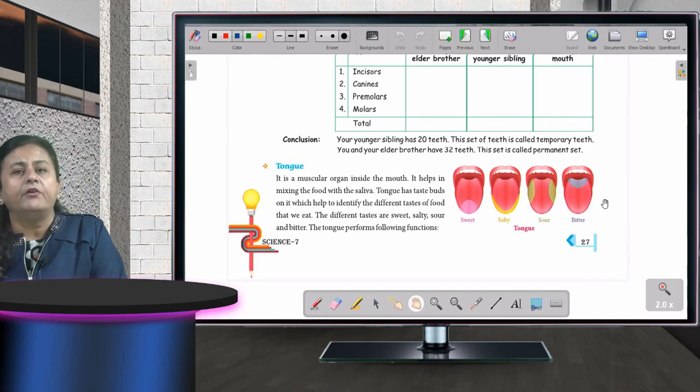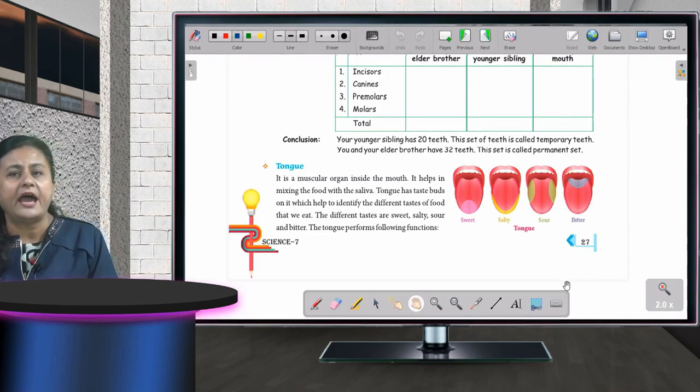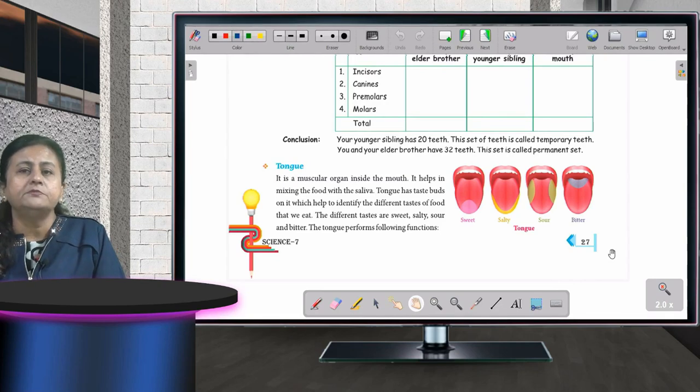The tongue performs the following functions. What is the first important function? If we do not have a tongue, we won't be able to speak. For speaking, your tongue plays a very important role. Second, what is it doing? It is mixing the saliva which is in your mouth with the food you have eaten.